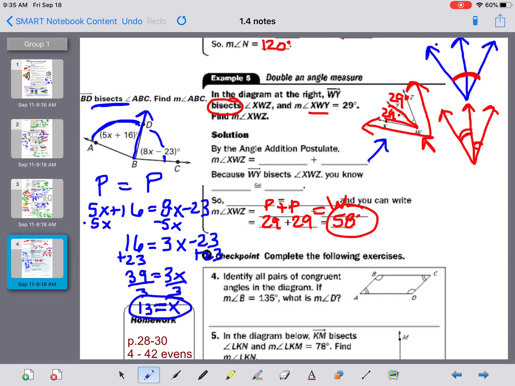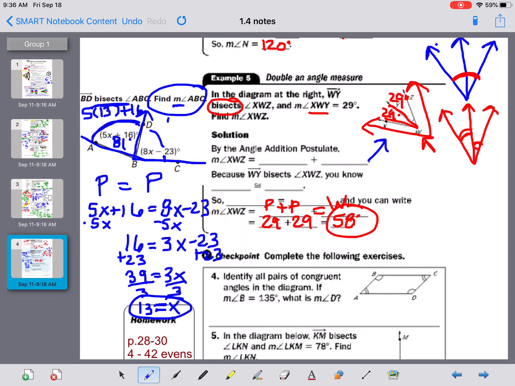No, I'm not done. I need to plug it back in because they've asked me to find the measure of angle ABC. So I need a number here. Notice ABC is the whole thing, so I need to plug it in both sides. I'm going to do 5 times 13 plus 16. Well, 5 times 13 is 65. 65 plus 16 makes about 81.